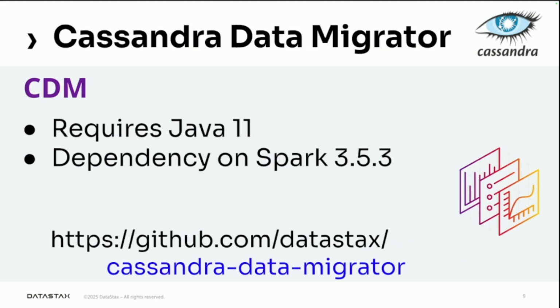The Cassandra Data Migrator is a little more complicated. It has some dependencies on Java. Specifically, it requires at least Java 11. Although, truth be told, I actually built it on my own machine using Java 21, and it ran just fine. The CDM also has a dependency on Spark 3.5.3. And we have instructions in our documentation on how to pull down that specific version of Spark and get at least that. And if you want more information, you can have a look at the GitHub repo that I have listed here, which is just github.com/datastax/Cassandra-data-migrator.